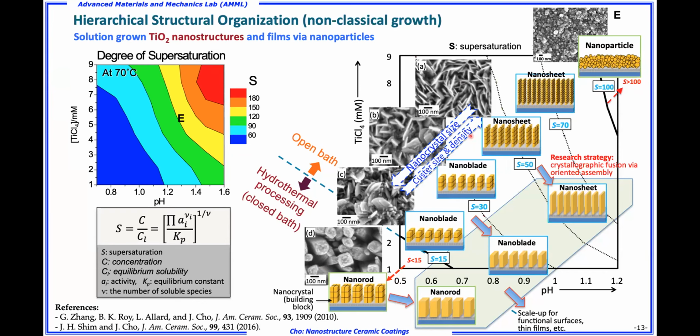So ideally, if these particles are perfectly aligned, these internal boundaries would fuse and disappear to form a single crystal nanosheet, nanoblade, or nanorod. In limited cases we see this kind of convergence, but in most cases the internal boundaries seem to remain. So that's one of the current areas we are working on: how we can activate this particle attachment with a good orientation so that it converts into a more single crystalline nanostructure.